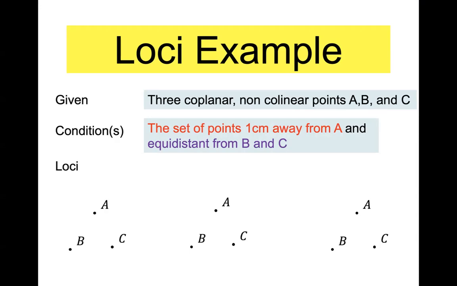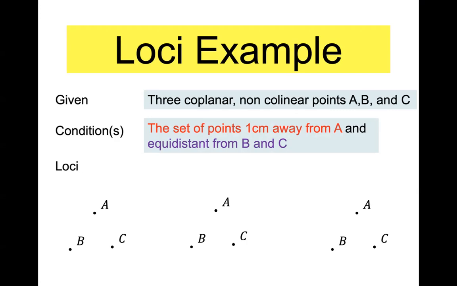So if you have 2 conditions, you're going to draw it 3 times. The third one is going to be the first 2 joined together and what they have in common. All right, so let's see if I can make this happen. So the first set of conditions is the points that are 1 centimeter away from A.